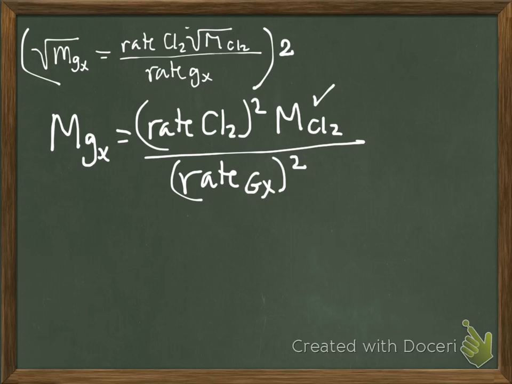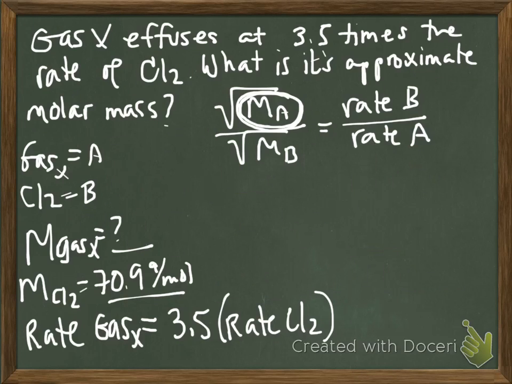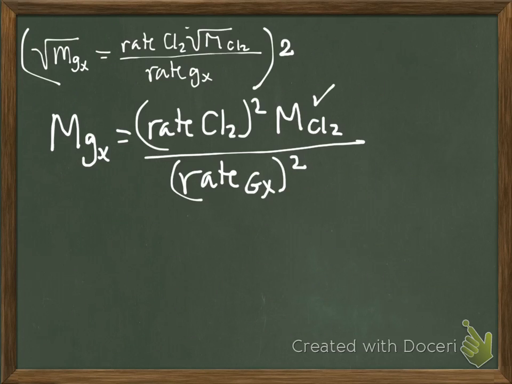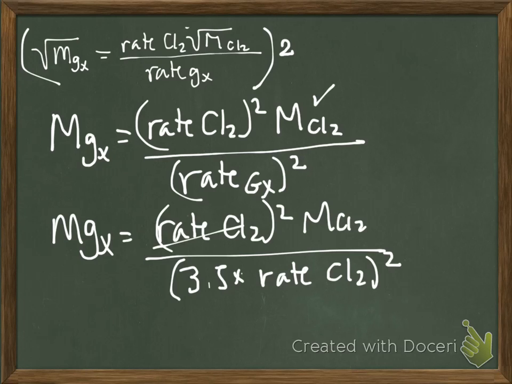So let's go ahead and pop back to here, and we know that the rate of gas X is equal to 3.5 times the rate of chlorine. So we're going to substitute that. Here the rate of chlorine will cancel out, and this is rate of chlorine squared and 3.5 squared. So the rate of chlorine squared goes away. We're left with the mass of chlorine divided by 3.5 squared.